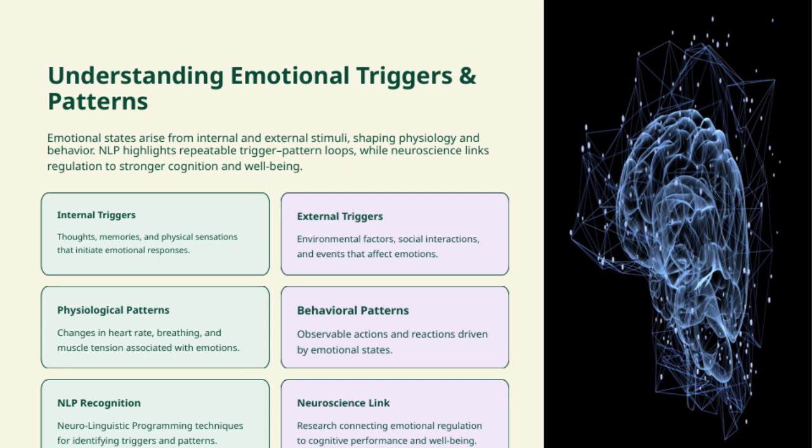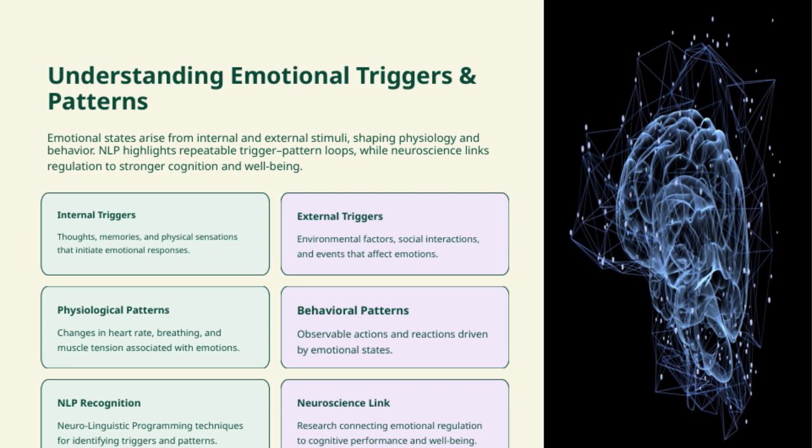Internal triggers, on the other hand, come from within: thoughts, memories, or physical sensations that spark emotional responses. Sometimes, a memory or a physical feeling can trigger a strong emotional reaction without any external event happening. All of these factors, internal and external stimuli, combine to shape our physiology and behavior. Emotional states arise from this complex interplay, and understanding these triggers and patterns is key.